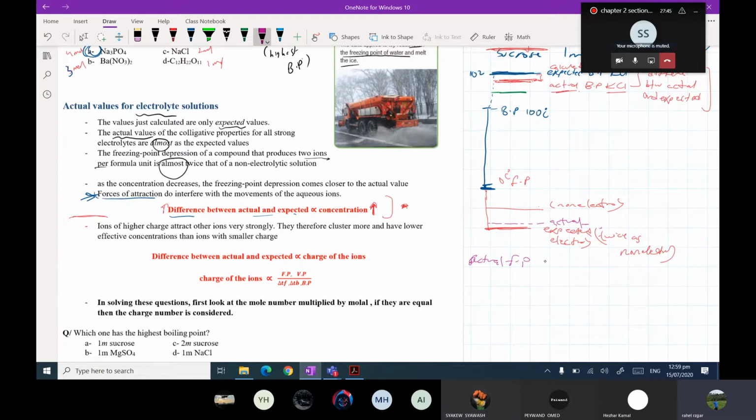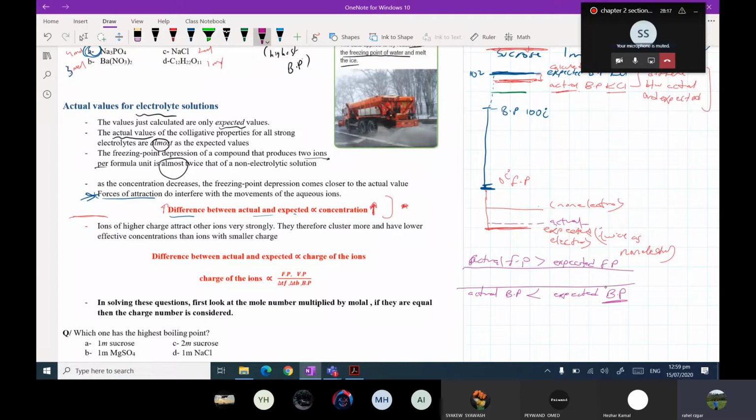The actual freezing point is bigger than the expected freezing point, and the actual boiling point is smaller than the expected boiling point.